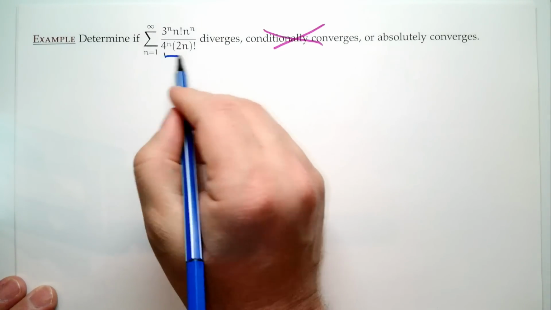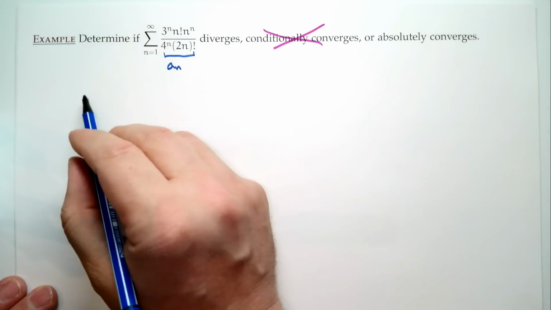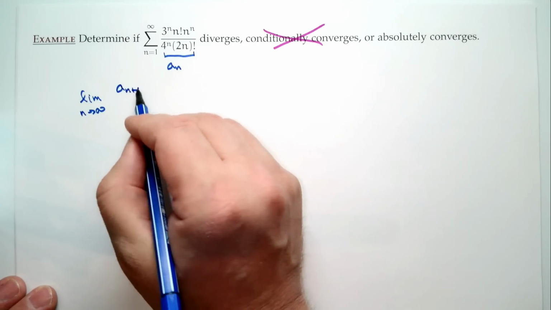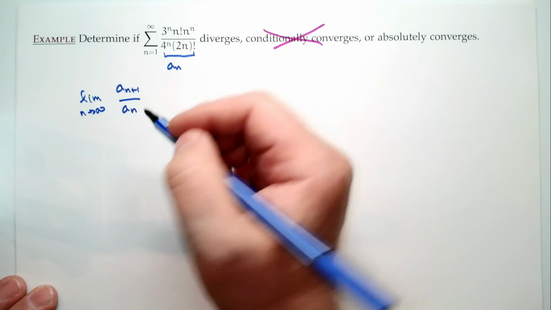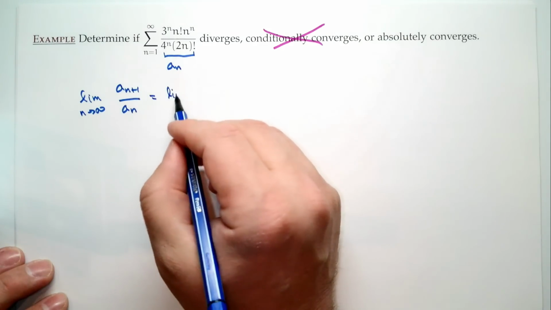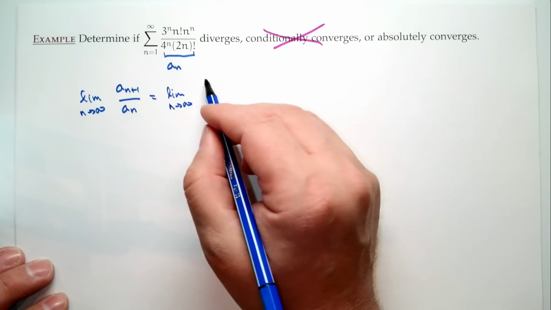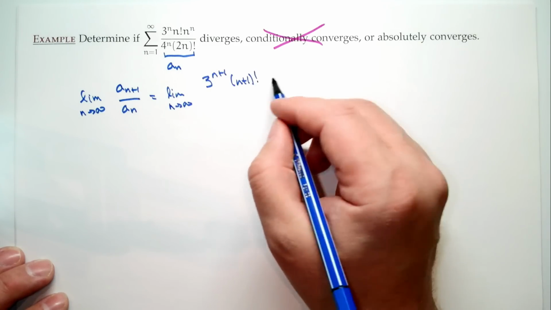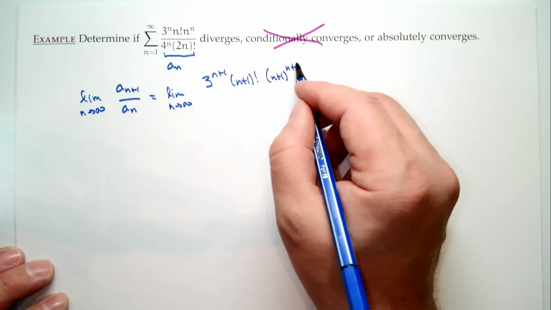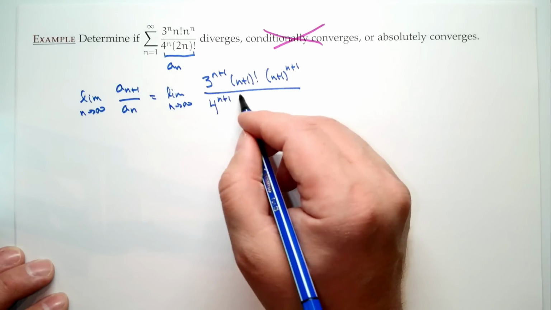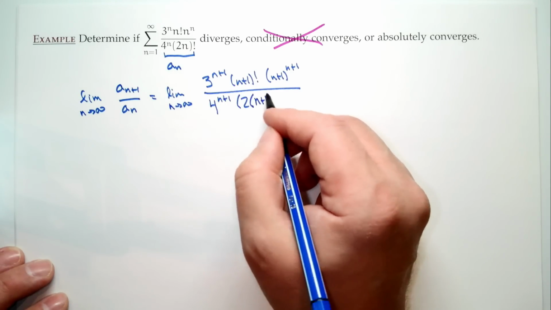Here's our a sub n. So we're going to take the limit as n goes to infinity of a sub n plus 1 divided by a sub n. Here, I really don't need absolute value because the terms can never be negative. So this becomes the limit as n goes to infinity of 3 to the n plus 1, n plus 1 factorial, n plus 1 to the n plus 1, divided by 4 to the n plus 1, and then 2 times n plus 1 factorial.